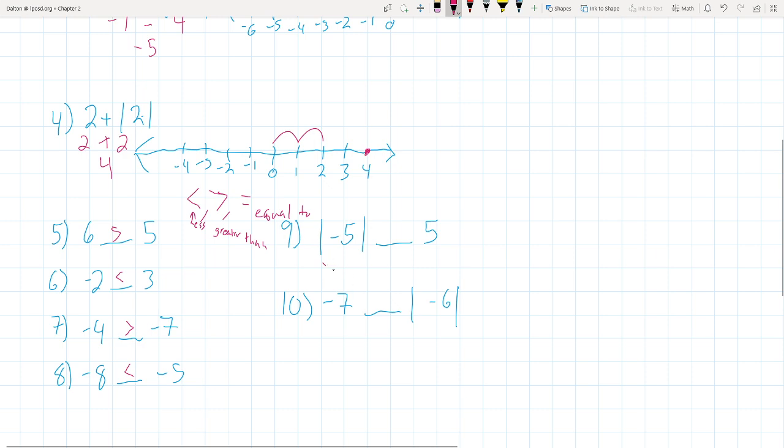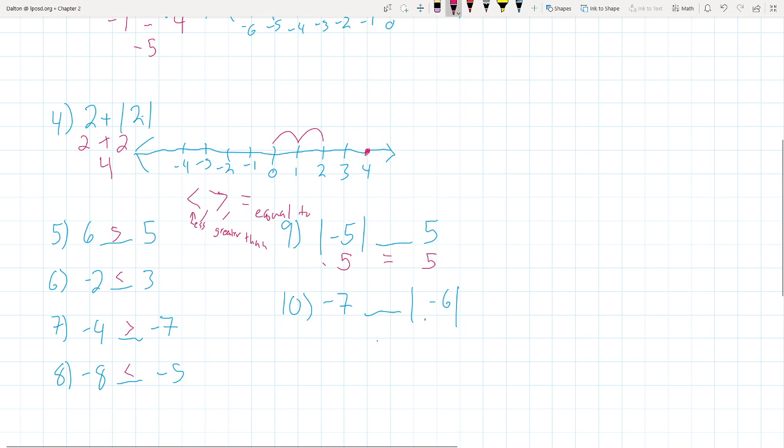Number 9. The absolute value of negative 5 is what to 5? Now this one can be confusing because it has this absolute value in here. Let's get that absolute value out. So how far away from 0 is negative 5? Negative 5 is 5 away from 0. So 5 is what to 5? 5 is equal to 5.